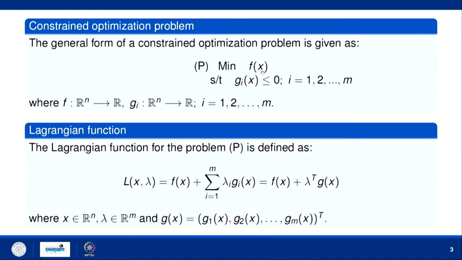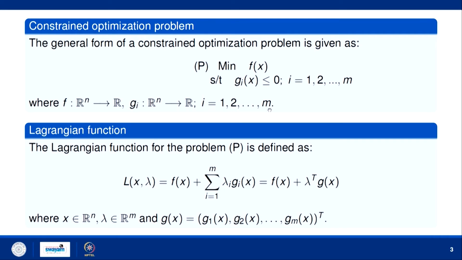Suppose we have this nonlinear optimization problem: minimization of a function f(x) subject to g_i(x) less than or equal to 0, i from 1 to m. So, there are m constraints and we have a single objective f which is to be minimized. This problem we are calling problem P, where the function f is from R^n to R, that means there are n unknowns, and the g_i are functions from R^n to R for all i.